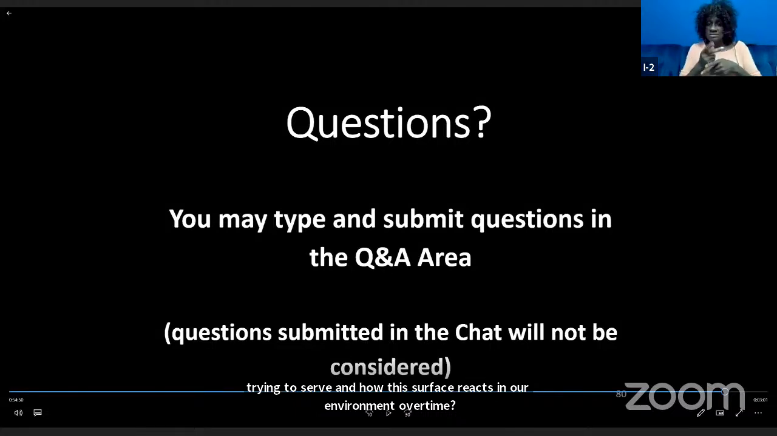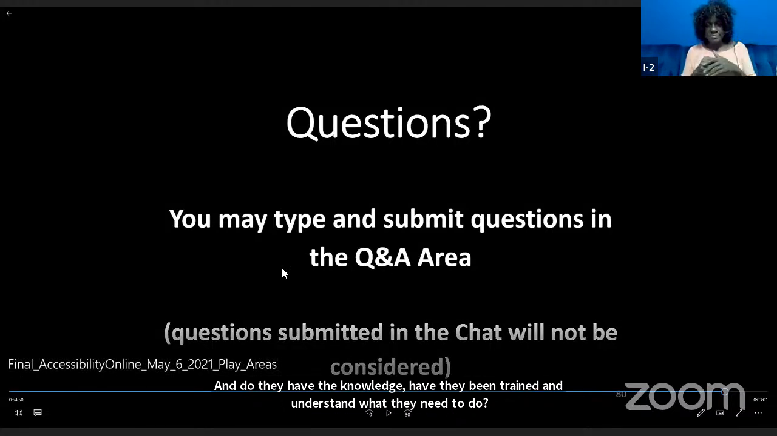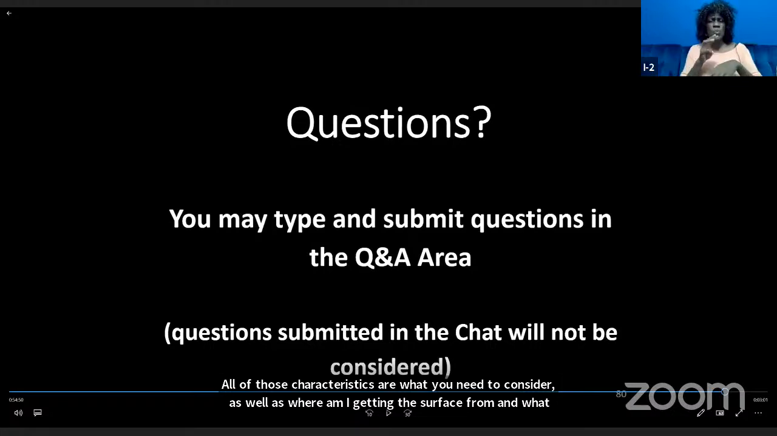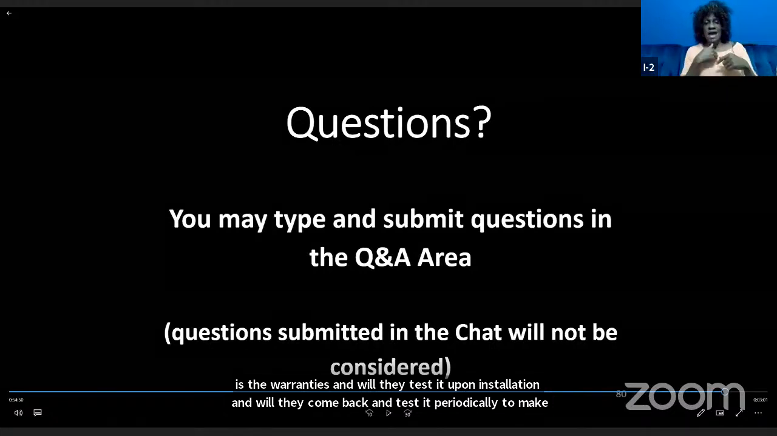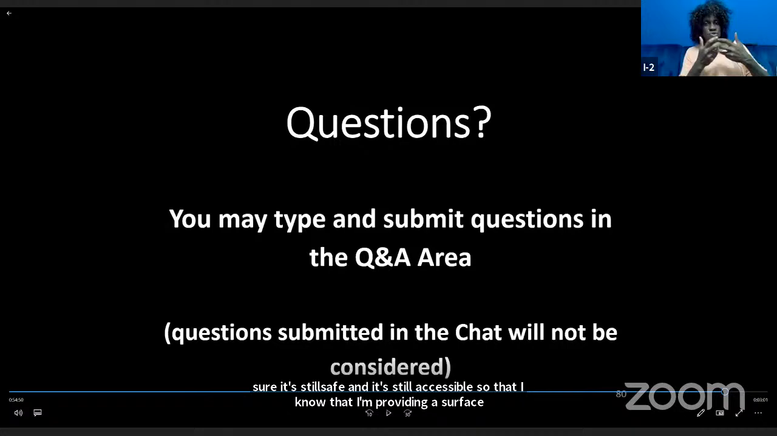All of those characteristics are what you need to consider, as well as where am I getting the surface from, and what are the warranties, and will they test it upon installation, and will they come back and test it periodically to make sure it's still safe and still accessible, so that I know that I'm providing a surface that's compliant with what the standard requires.